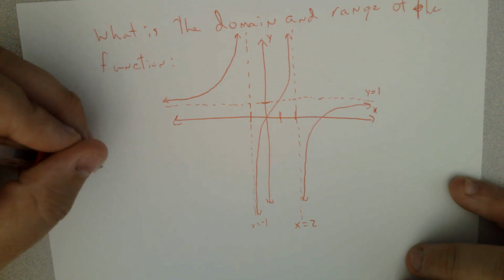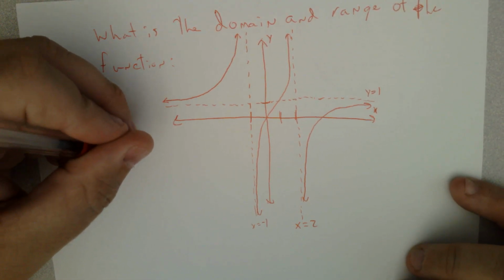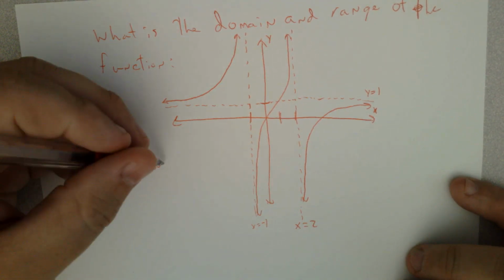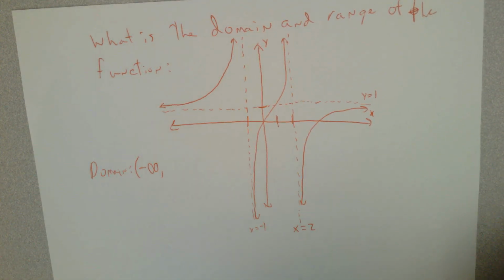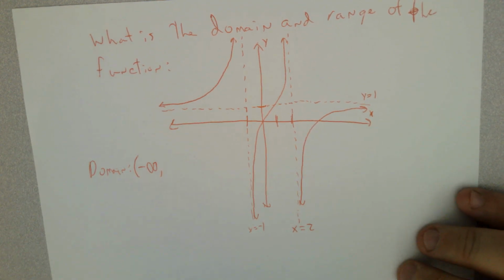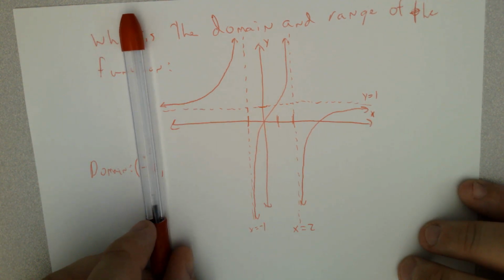So for our domain, we're going to start at negative infinity. We're going to use a parenthesis here for our interval notation because infinities are never included because they're not a discrete value. So they can't be included.